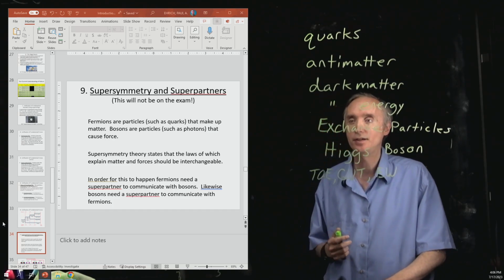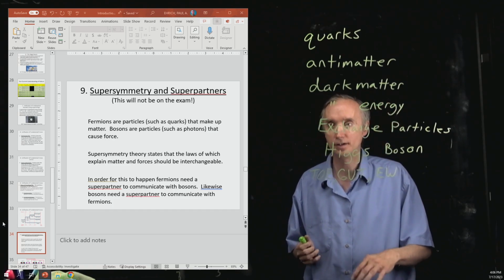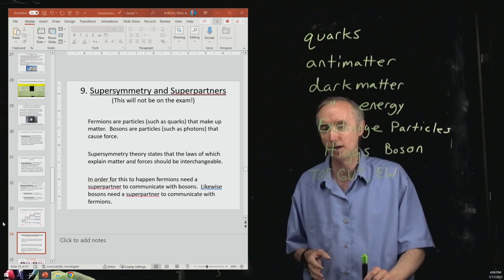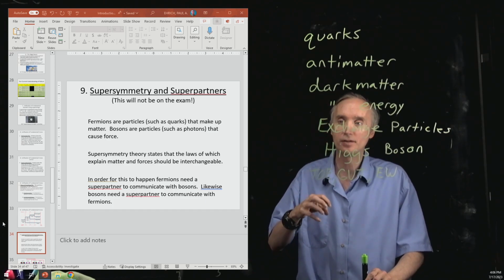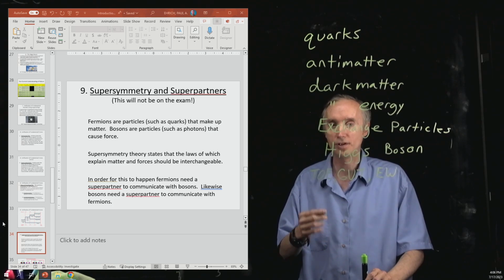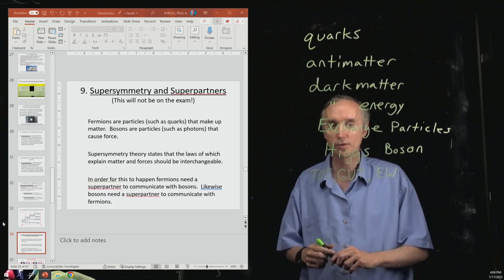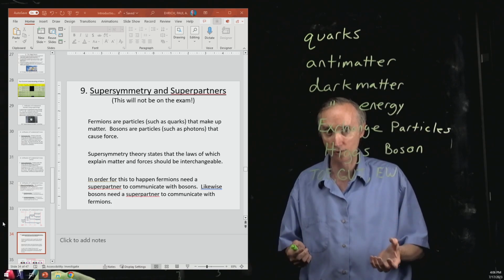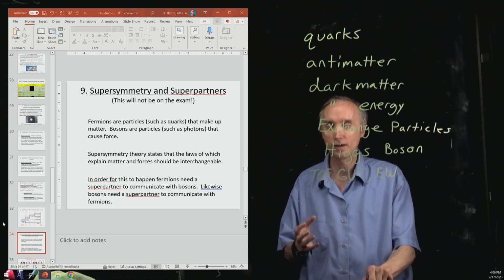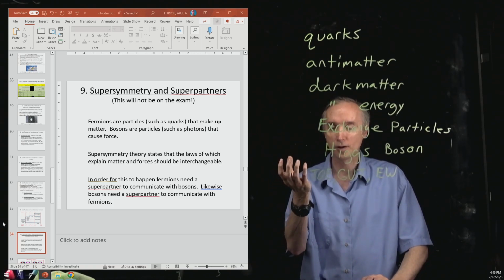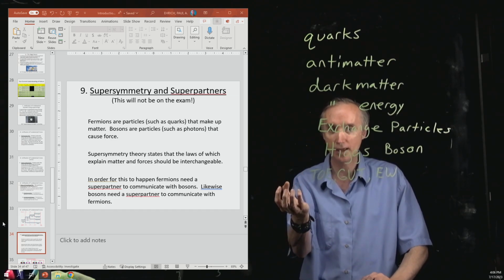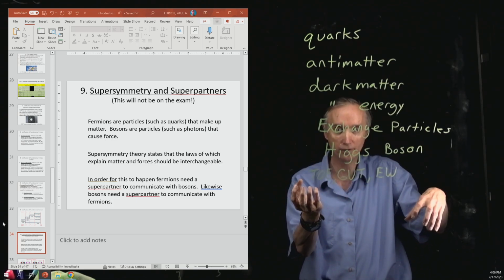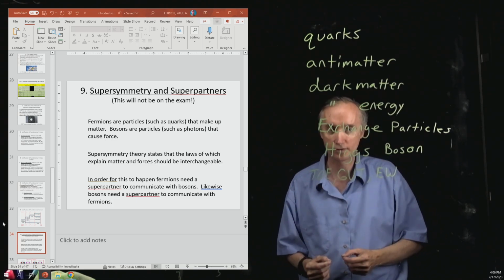So the idea is that matter is going to be composed of fermions. So quarks and leptons are examples of fermions. Then we said that the bosons were the exchange particles. So they were the particles that created the forces. Now we know that, for example, something that is composed of matter has mass and it causes the force of gravity. How does it do it?